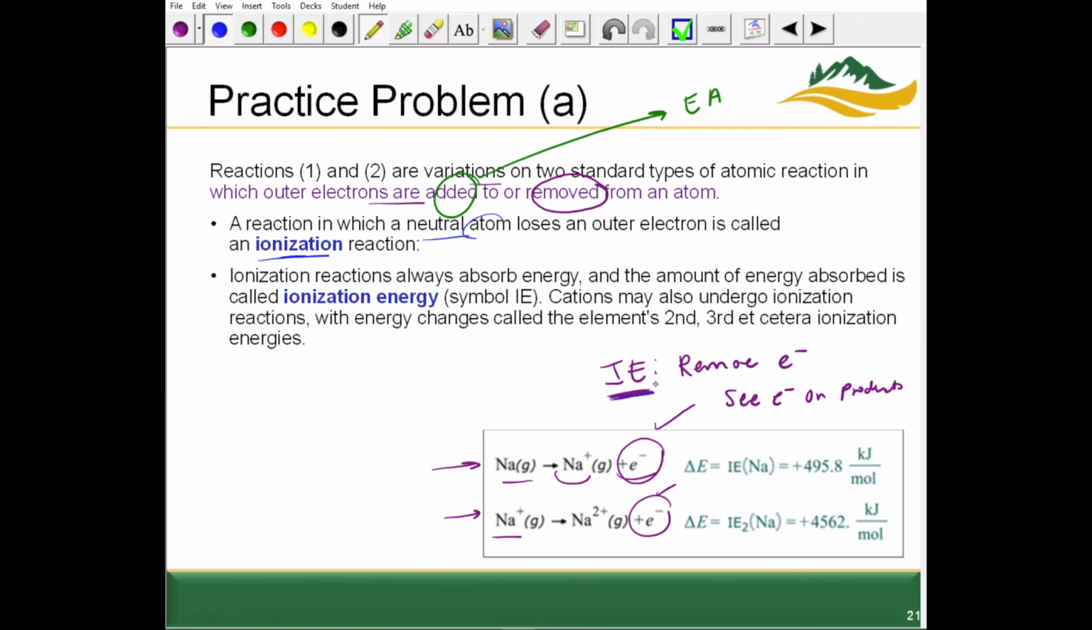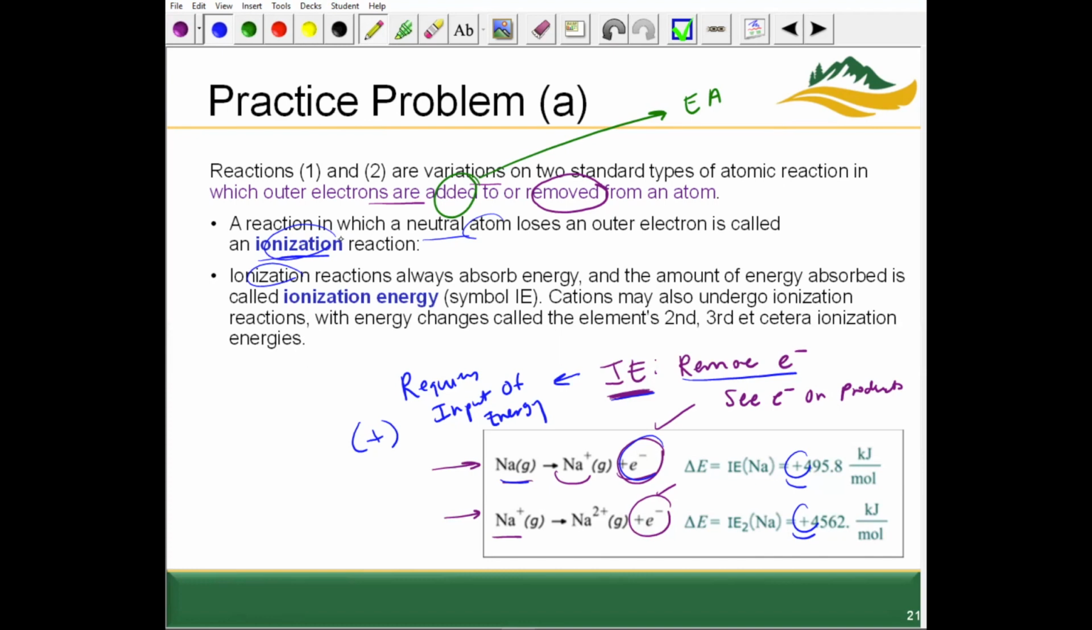What do we know about ionization energy when we remove an electron? That we know requires an input of energy. We can tell that makes sense because these are positive signs for energy. This requires an input of energy to pluck away a negatively charged electron from a positively charged nucleus. It takes energy to do this.